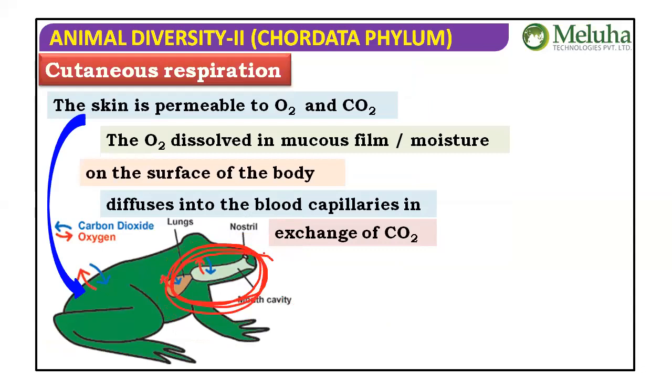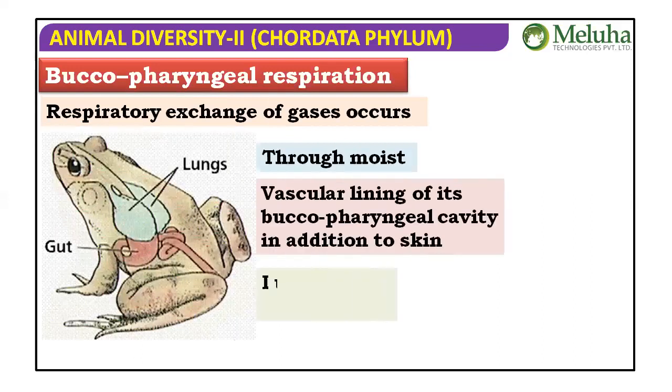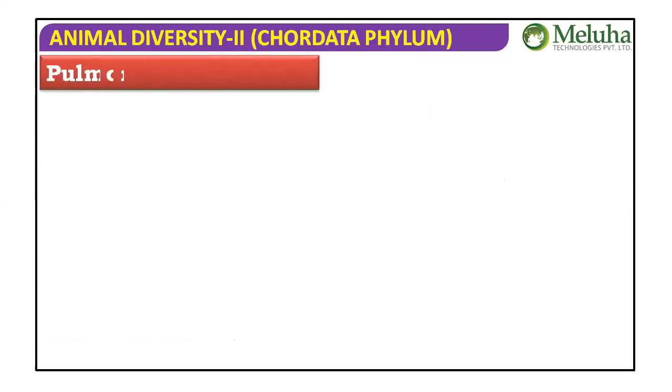Next, when gases come into this particular cavity and stay for a period of time, the moist cavity takes some amount of oxygen. In that way, we can say the buccopharyngeal cavity helps. So moist skin is required. The vascular lining of the buccopharyngeal cavity is helpful for oxygen exchange. And when the frog is on land, it prefers the lung, pulmonary respiration.